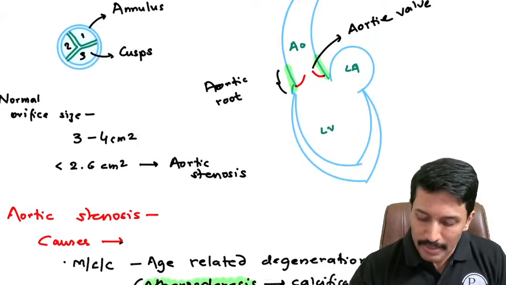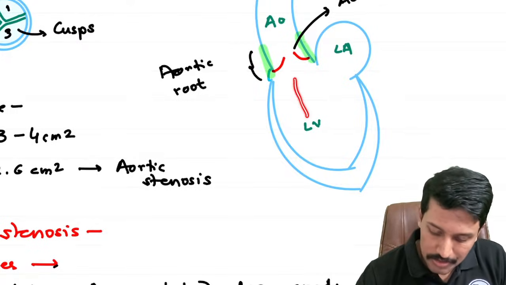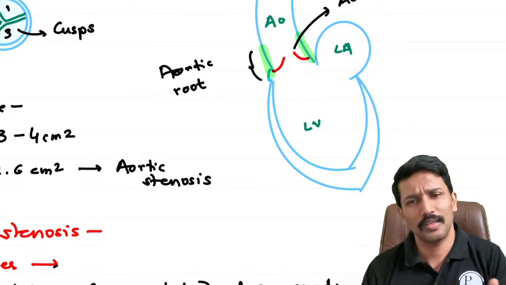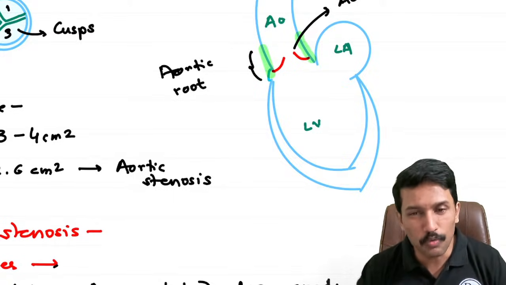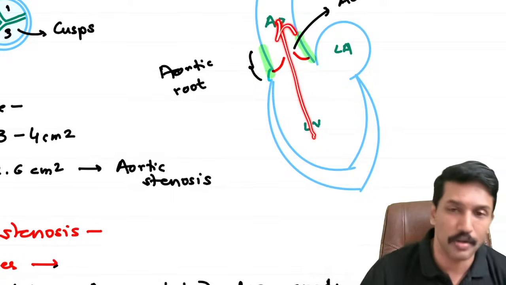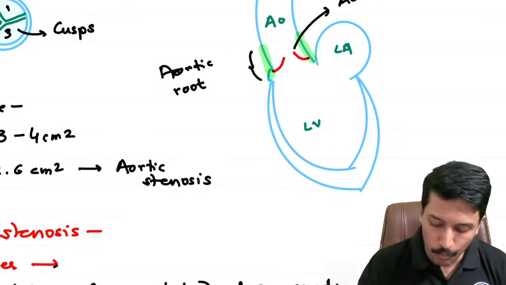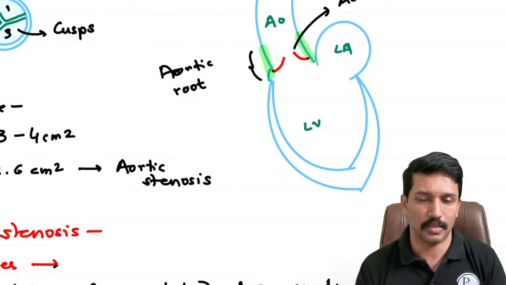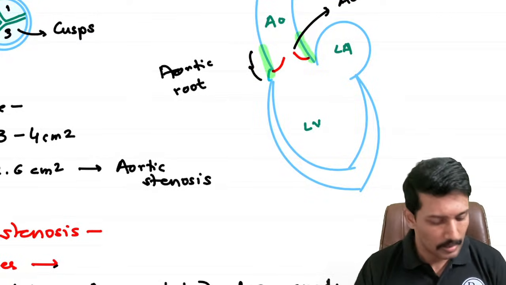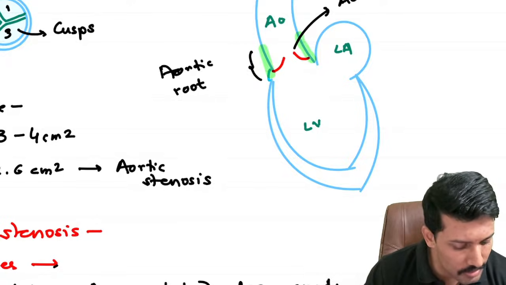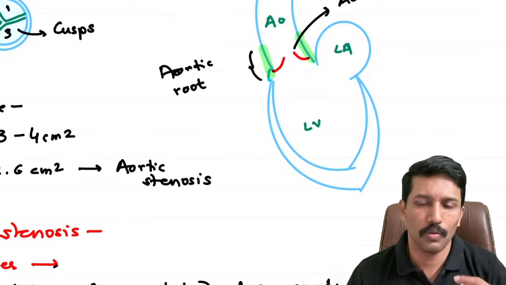What other problems? If I did not eject sufficient blood, if I start struggling to eject sufficient blood, do you think the left ventricle should keep quiet? Don't you think the left ventricle would put more effort to try to eject the blood out into the aorta? The amount of work that the left ventricle starts doing to push the blood through this narrow opening starts increasing, right? The workload on the left ventricle is increased. Now, can anybody tell me what kind of workload this is?